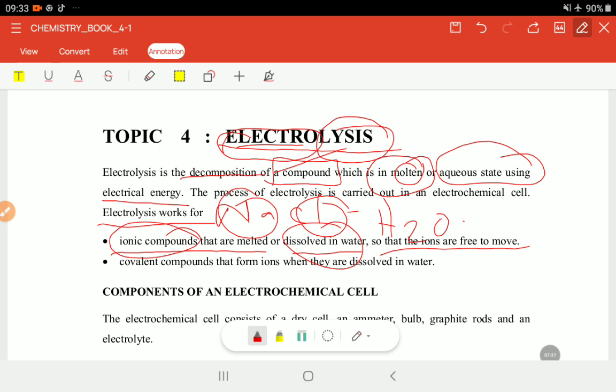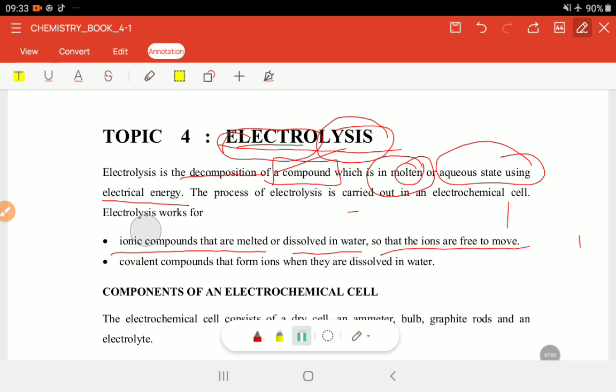So this shows that the solution will have hydroxyl ions and also hydrogen ions, showing that these ions are present and they are freely moving in our solution. Hence electrolysis takes place, where we are looking at the decomposition of compounds, either the ionic ones that are melted or those that are dissolved in water.